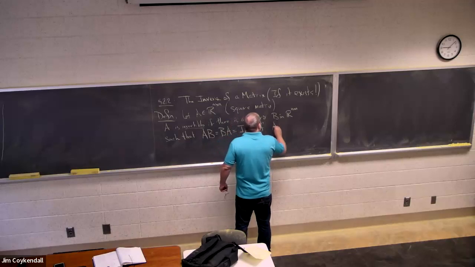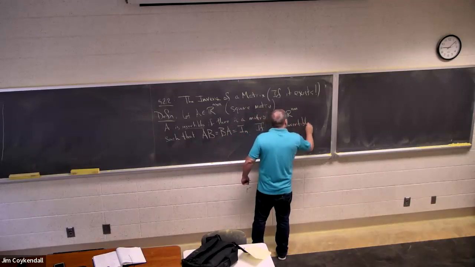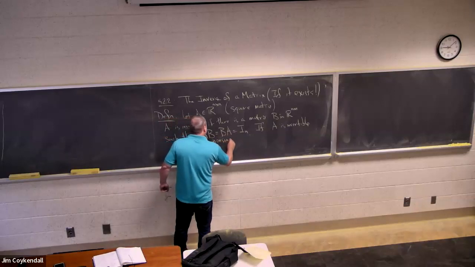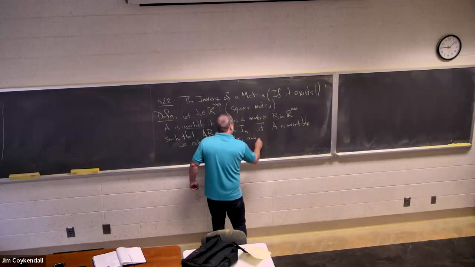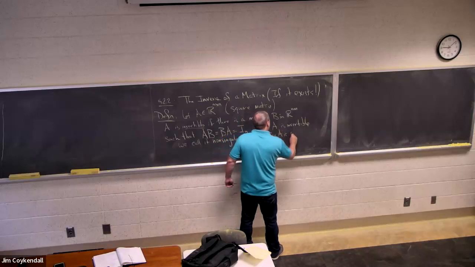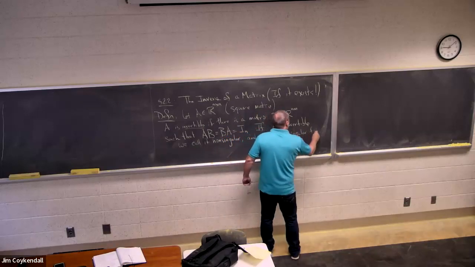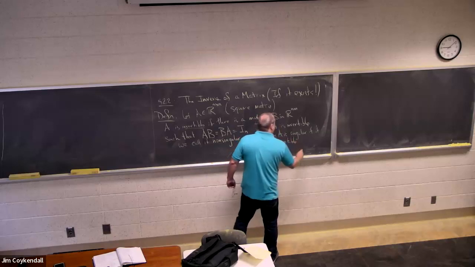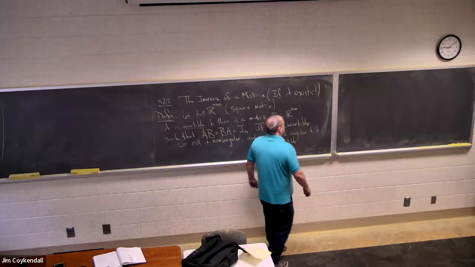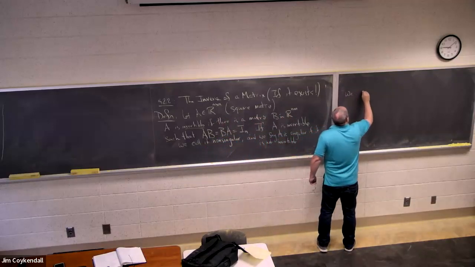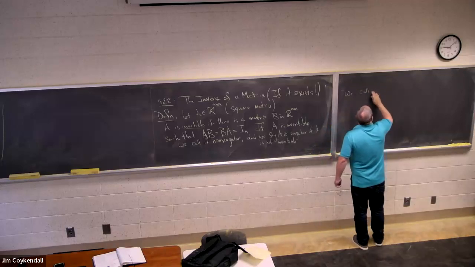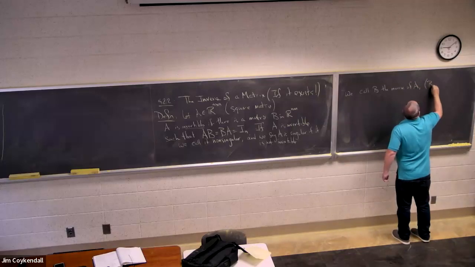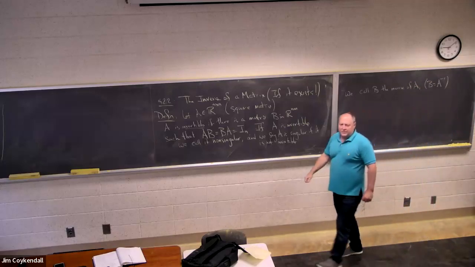If A is invertible, we sometimes call it non-singular. And we say A is singular if it is not invertible. And sometimes we say B is the inverse. We often write B as A inverse. It exists.